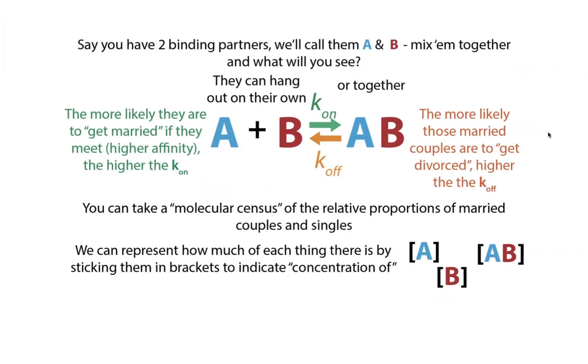Now, A and B are going to have some intrinsic affinity for one another. And of course, as we'll see, it's going to depend on their surroundings, like salt concentration, pH, all that good stuff, because nothing's ever simple in biochemistry, right? But they have some inherent probabilities of binding and unbinding. When we talk about them binding, or getting married, as I like to think about it, what we're talking about is the forward rate of this reaction, A plus B goes to AB.